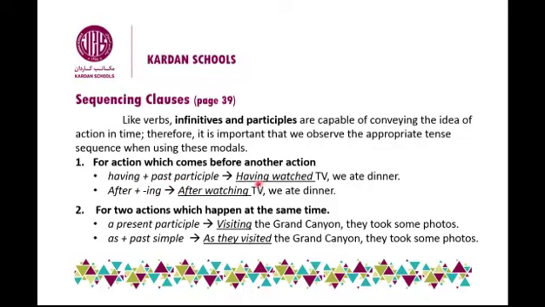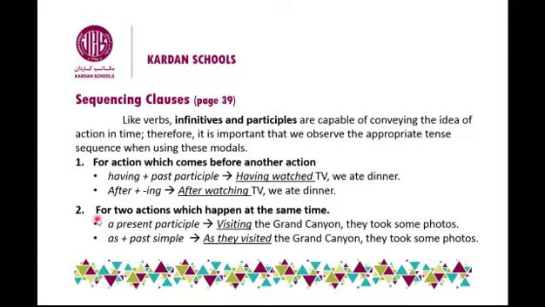For example, having watched TV, we ate dinner. See, this action happens before this action. It means there's an action which was watching TV, and it happened before this action. The next one is after plus ing form. After watching TV, we ate dinner. It means that this action happens before this action.